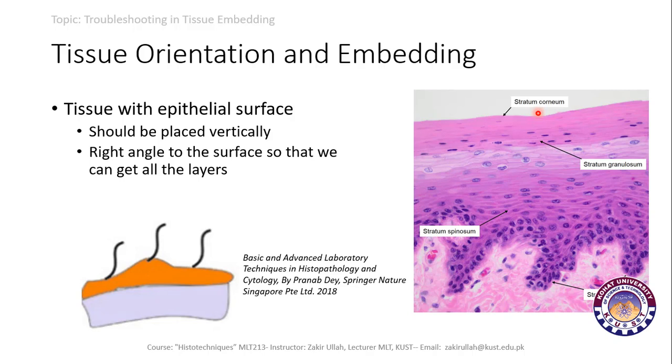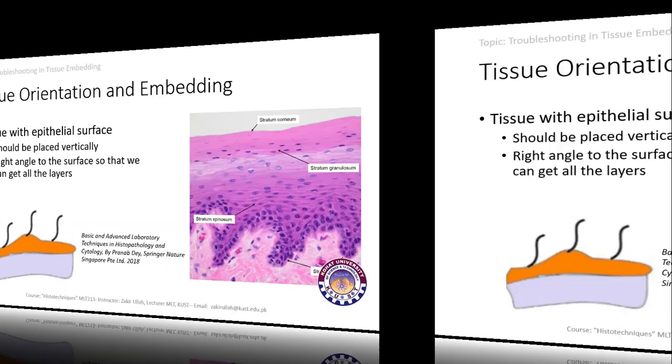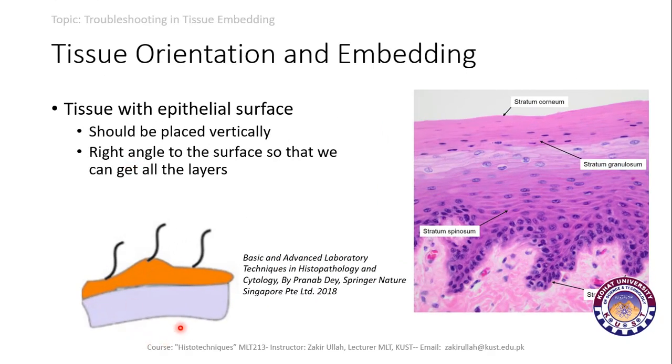The next one is the tissues which have an epithelial surface. This type of tissue should be placed vertically, at a right angle, so that we can get all the layers. For example, this is a tissue with an epithelial surface, so all 3 layers and the hairs can also be seen in the microscopic smear.